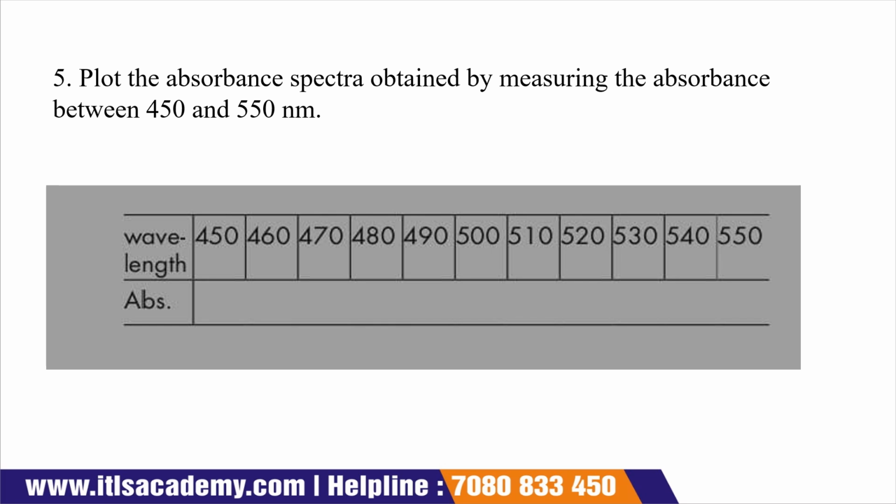Then plot the absorbance spectra obtained by measuring the absorbance between 450 and 550 nanometer. Now we take the absorbance from 450 to 550, that is 450, 460, 470, 480, 490, 500, 510, 520, 530, 540, 550, each with its absorbance. Then we plot a graph. So this is all about the determination of carbohydrate by using the sulfuric acid phenol method.